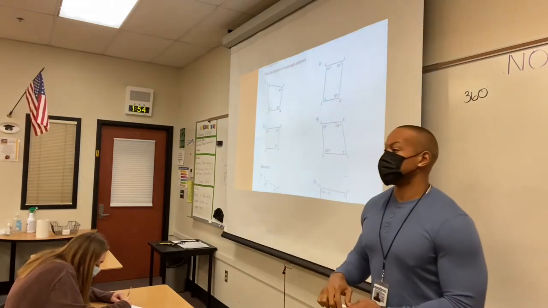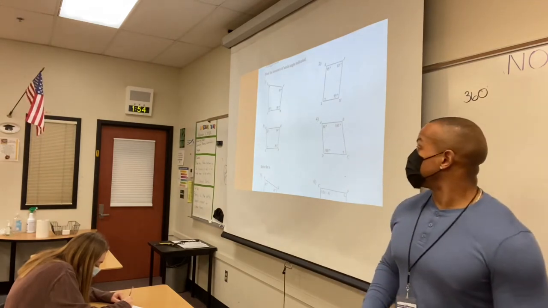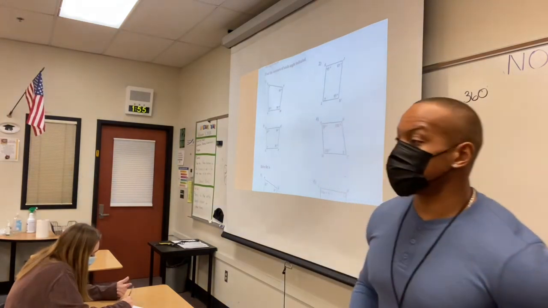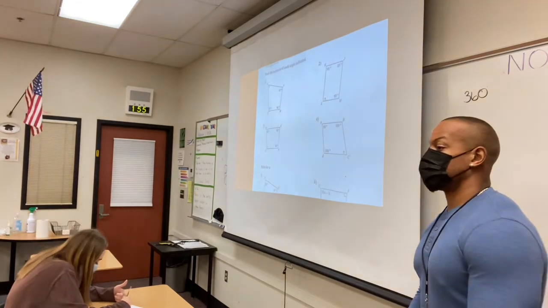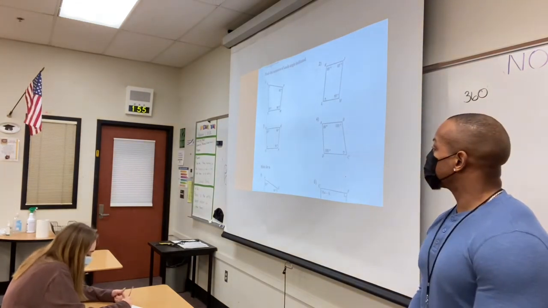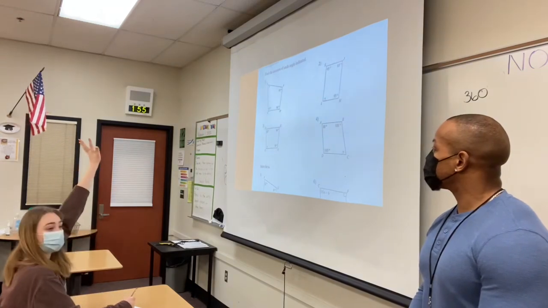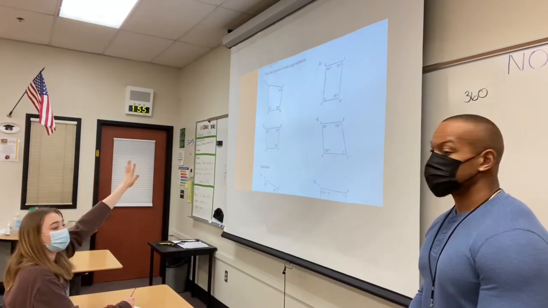Emma, what would you do to go about solving for the missing angle? Subtract 97, 96, and 97 again from 360, and then you get 70. Okay.